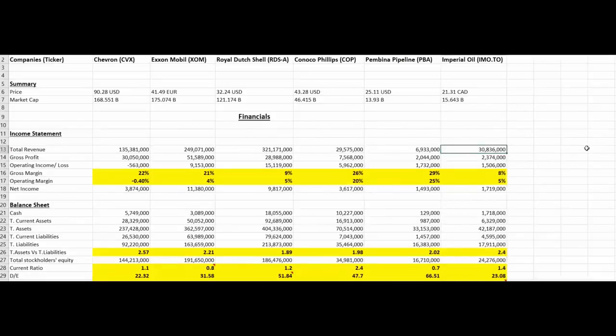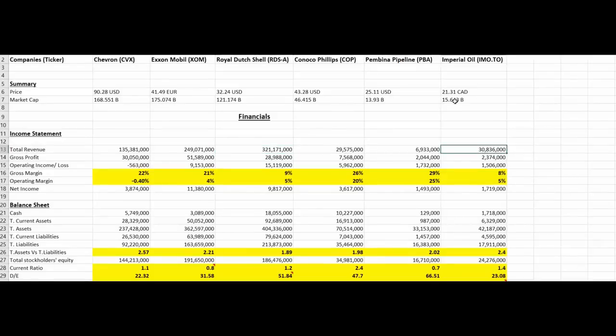Okay, so now let's start the financial analysis with the income statement group. Like I said, all of this data is from Yahoo Finance. Total revenue for Chevron is 135 billion, ExxonMobil 249 billion, Royal Dutch 321, so this is the biggest amongst all, and ConocoPhillips 29.575 billion, Pembina 6.9 billion, and Imperial Oil 30.836 billion.